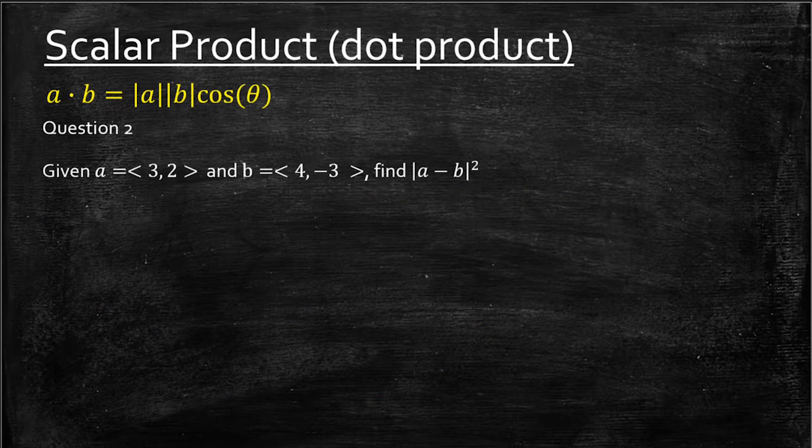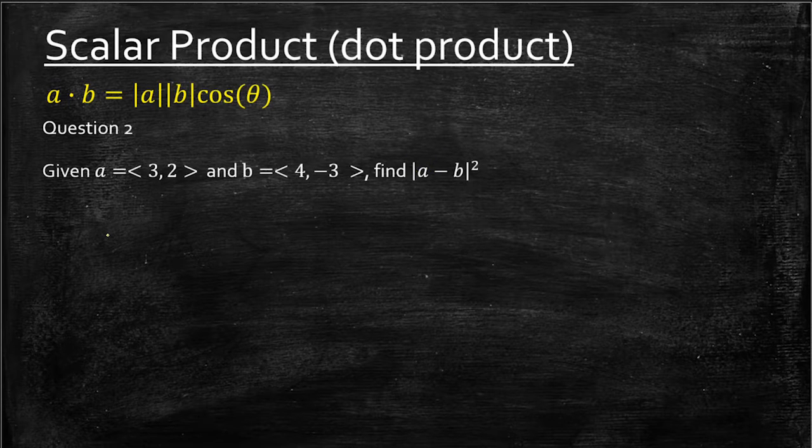That's a good question. Question 2 now. Question 2 is giving us two vectors, and they want us to find the modulus of a take away b, all squared. So there's two ways to do this. Now we've just learned the scalar product rule, so I'm going to do it that way first, and then I'm going to show you the second way after that.